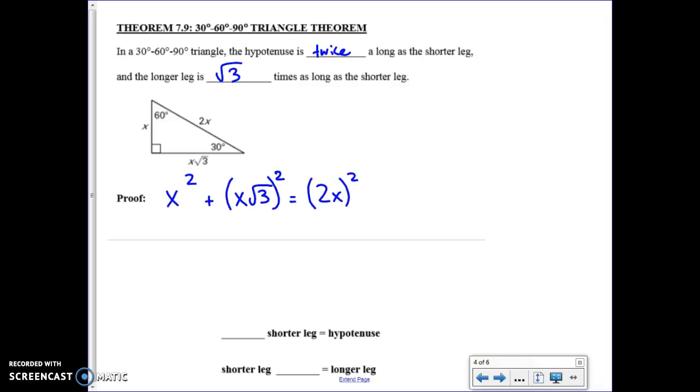If this is true, then these should equal each other. So I get x squared. Then I'm going to square all of this. The square root of 3 squared is just 3, and then we have x squared, equals, now I need to square each of these things. 2 squared is 4, and then I have x squared. So now I have 1x squared plus 3x squared. We get 4x squared equals 4x squared. That worked.